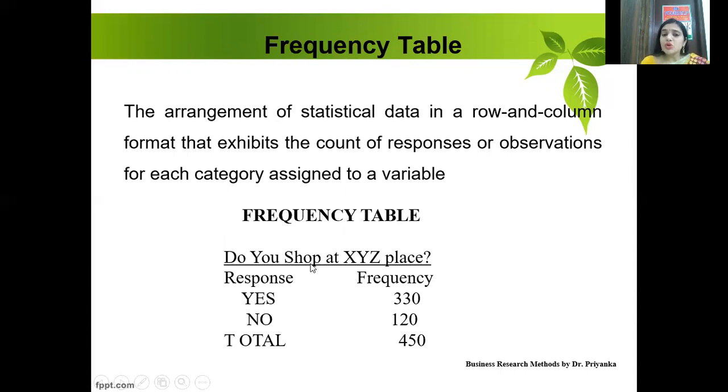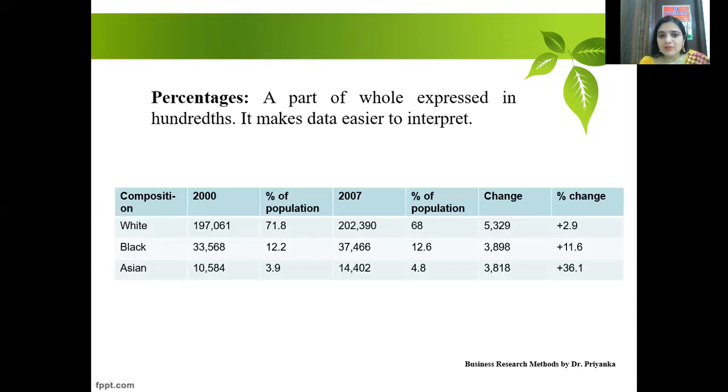For example, do you shop at XYZ place? People would respond yes and no, right? Then you can actually calculate the frequency of yes and no, like this. For example, you interviewed 450 people, 330 people said yes, and 120 people said no. This is just a frequency table. If you make one more column here and you mention that 330 is this percentage and 120 is this percentage of the total 450, then it would be percentages. Let us have a look here.